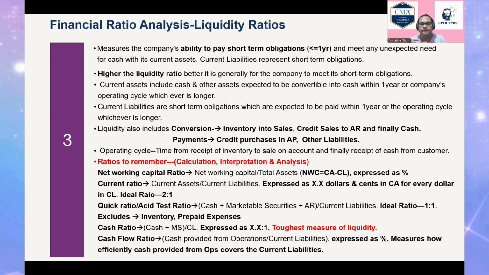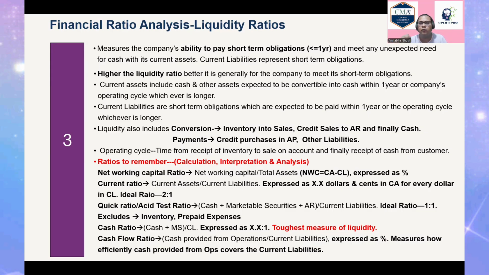Now, liquidity also includes other concepts like the conversion of the inventory into sales, credit sales to AR, and finally to cash, and payments which are made for the accounts payable and other liabilities. When we talk about the operating cycle, it is the time from the receipt of inventory to sale on account, and finally receipt of cash from the customer. That means from the time we are receiving the goods in the inventory to the sale to the customer, assuming the credit sale, and finally collection from the customer, the entire period is my operating cycle.